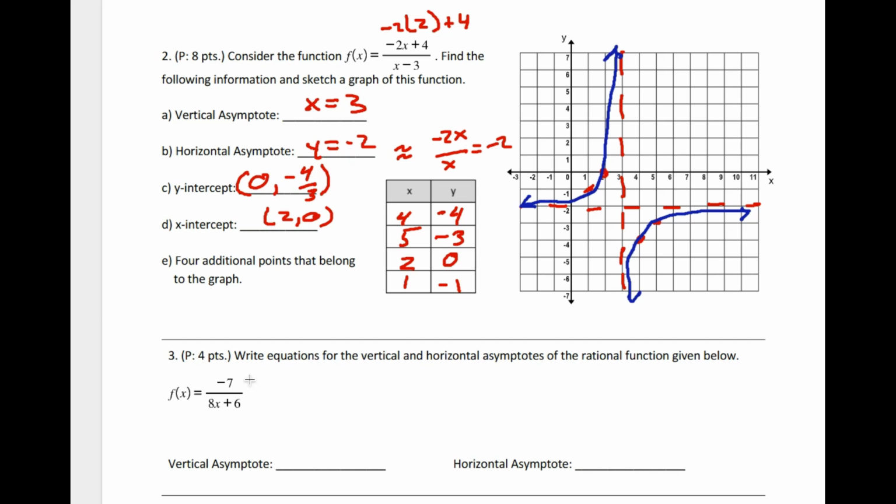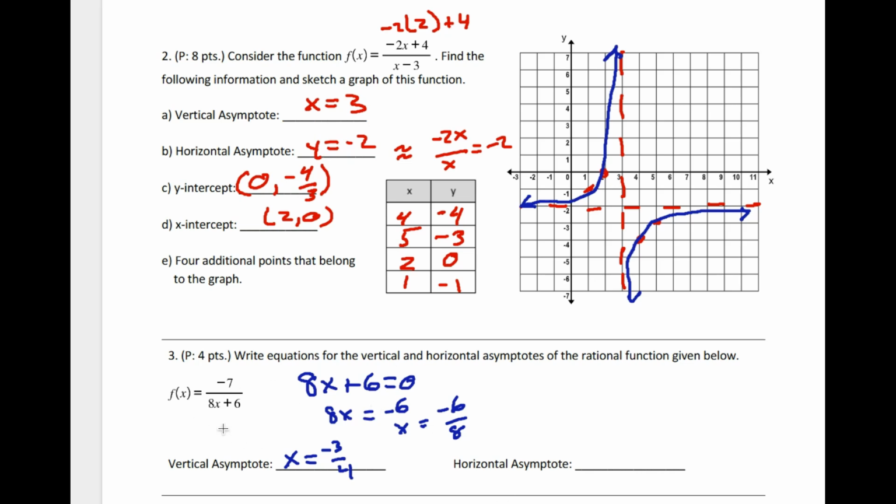All right, down here it says write equations for vertical and horizontal asymptotes of the rational function. So, okay, the vertical asymptote occurs at the value of x that makes the denominator 0. So this time, it's a little bit harder for me to see. So I'm just going to set the denominator equal to 0. If I subtract 6 on both sides, I get 8x equals negative 6, or x is negative 6 over 8. And if I reduce that, I get negative 3/4. Okay. So that's the vertical asymptote. It can occur at fractions.